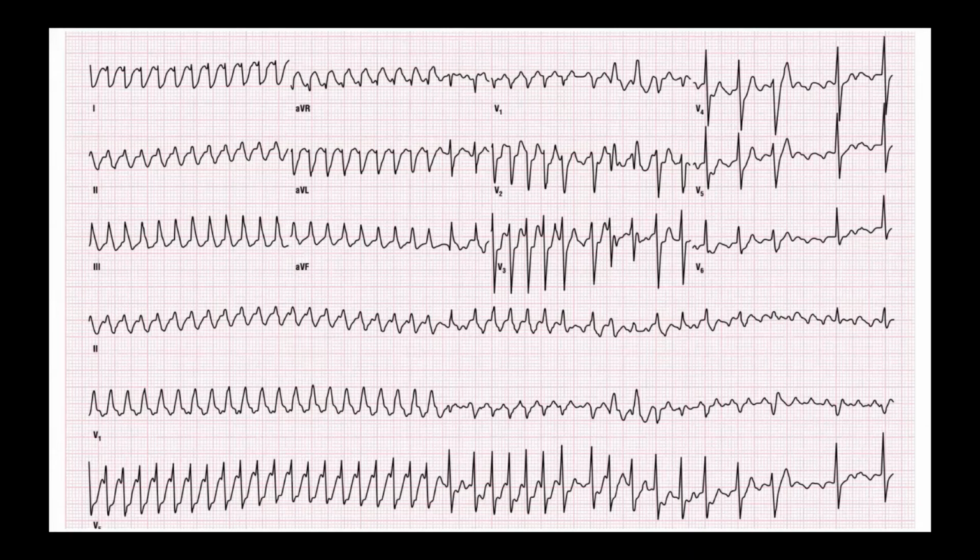Okay, so هنا 1, 2, 3, we have 3 P waves هنا for 1 QRS. So في some sort of block يعني 3 to 1. 3 to 1. And هنا we have 1.